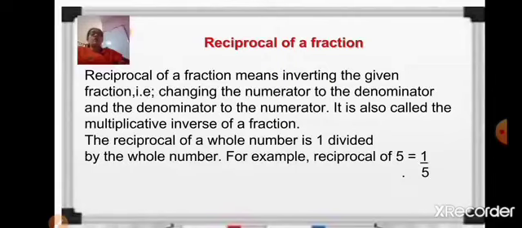Now, the reciprocal of a whole number is always 1 divided by the whole number. For example, the reciprocal of 5. Here 5 is a whole number. So if you have to write the reciprocal of 5, we'll write it as 1 upon 5.